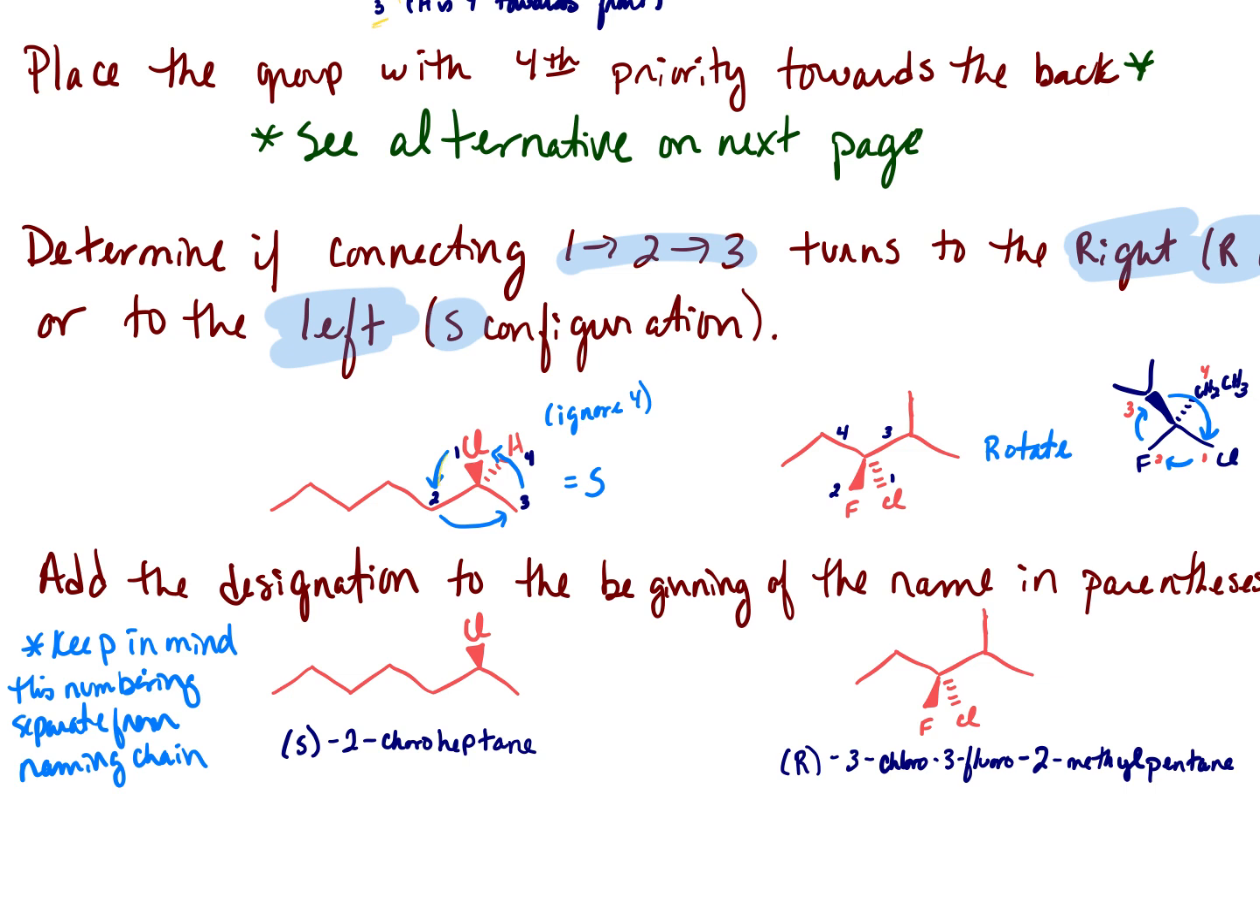So, in this case, 1 goes to 2, 2 goes to 3, 3, we skip 4 and go straight back to 1. That is going to the left. That would be the S configuration.